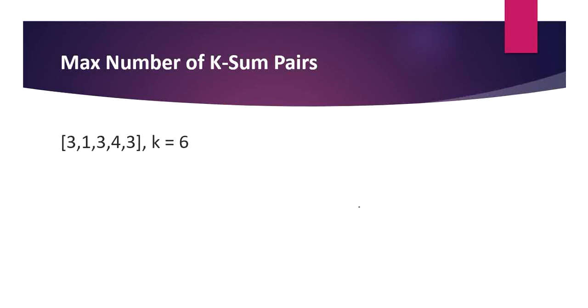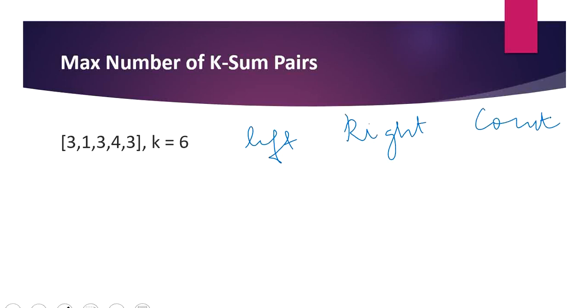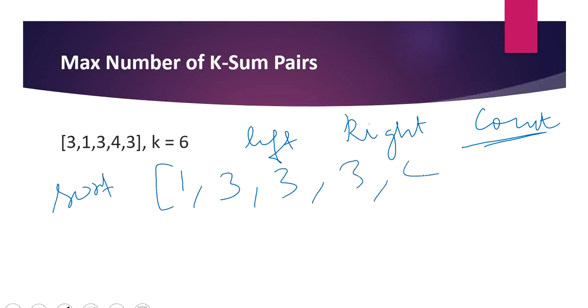We are going to work on this algorithm using the two pointer method. We are going to have two pointers, left and right, and a counter to calculate how many pairs we can take, and that will be the solution we return. Now consider our array, that is the second example given in the problem. The first step I'm going to do is sort the array. This will become 1 3 3 3 4.